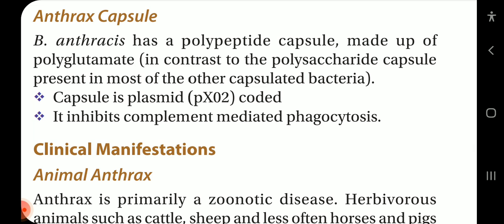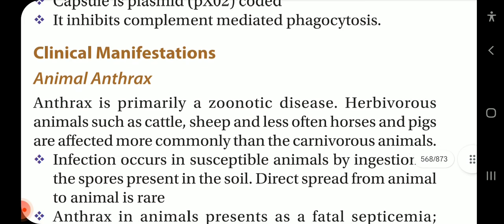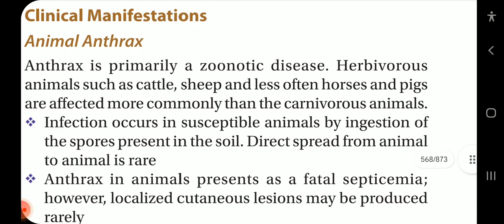Anthrax capsule. Bacillus anthracis has a polypeptide capsule made up of polyglutamate, in contrast to the polysaccharide capsule present in most of the other capsulated bacteria. Capsule is plasmid pXO2 coded. It inhibits complement mediated phagocytosis.